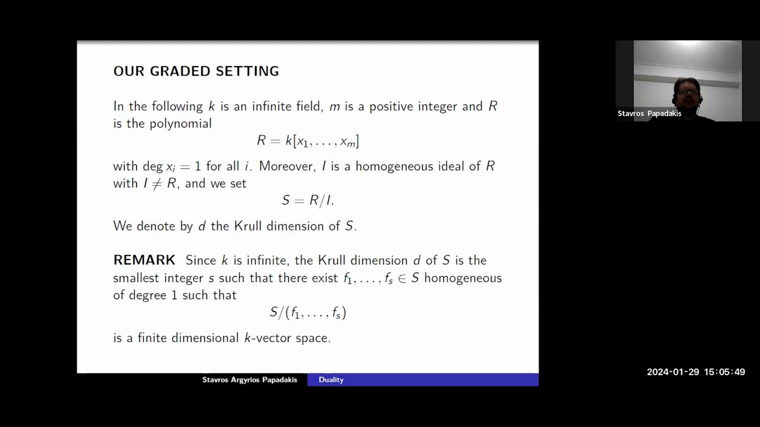So we restrict to Gorenstein rings that are standard graded K algebras over an infinite field. And we denote by d the Krull dimension of S that was defined in the talk of Vasiliki. An important remark is that since by our assumptions the field is infinite, d is the smallest integer s such that we can divide by s homogeneous degree one elements and get the quotient to be a finite dimensional K vector space. In the previous talk, we will use the notation f_i, what was in Karim's talk theta_i.